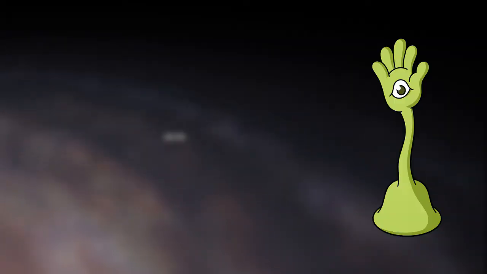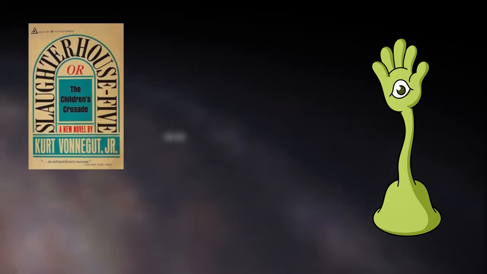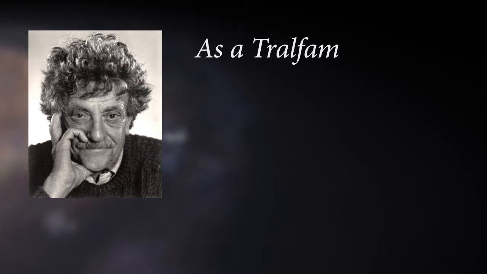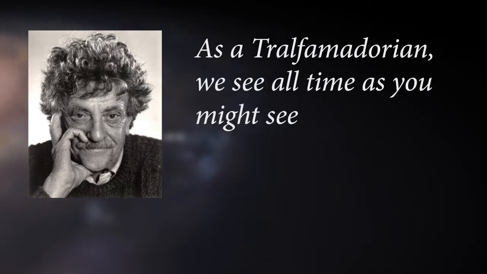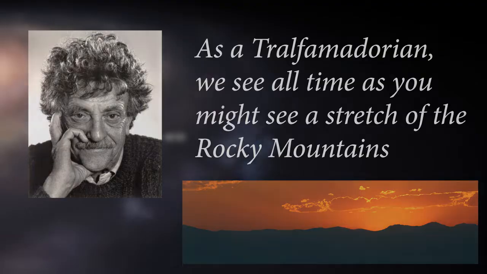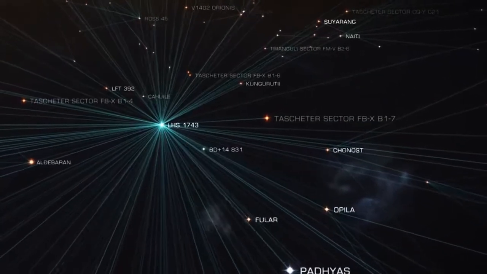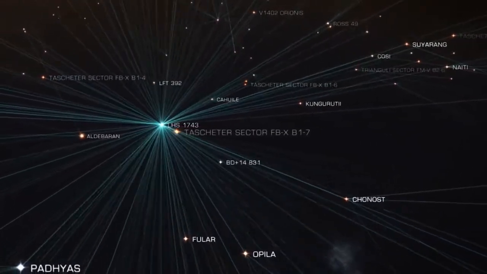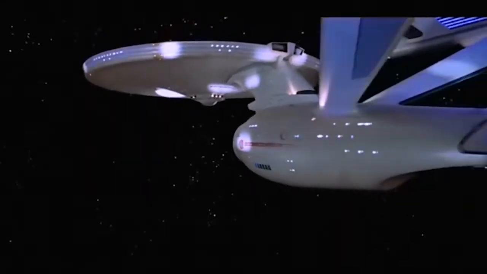Anyway, compare this to the Tralfamadorians from Kurt Vonnegut's Slaughterhouse-Five, creatures which could see in 4 dimensions, and pitied Earthlings for their ability to only see 3. On what it's like to see in 4 dimensions, Vonnegut writes, "As a Tralfamadorian, we see all time as you might see a stretch of the Rocky Mountains." For this video, we just need to think of spacetime as being a set of 4 coordinates that describes where and when something is. Now that we have that down, let's talk about Star Trek's warp drive.